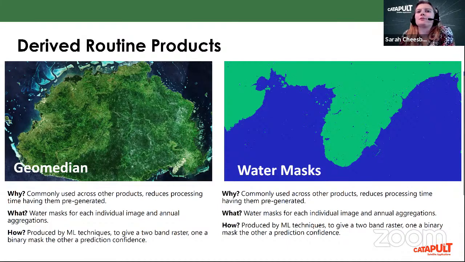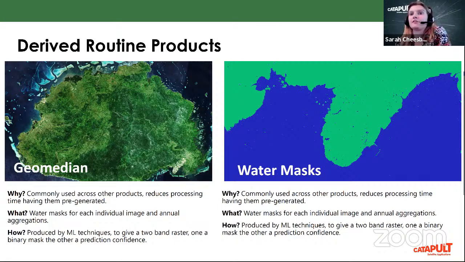Why did we make water masks routine and add them to our ARD, by adding a water mask to every single product? It's because they are commonly used across many of our products, and having these pre-processed reduces the processing time and makes it less common that we run into processing issues. So it's something which really helps us along and keeps everything running quickly.